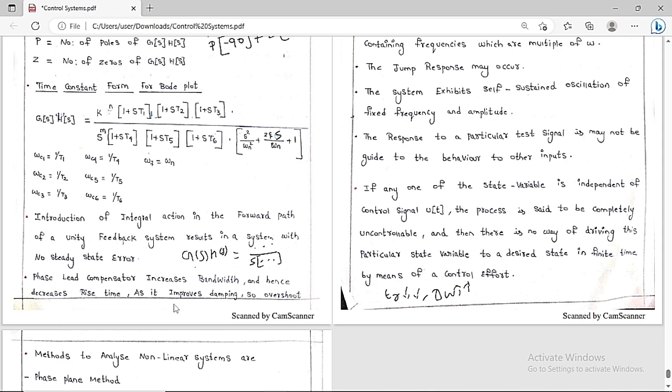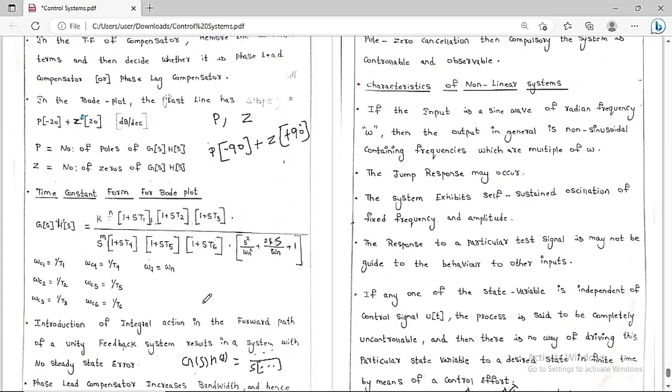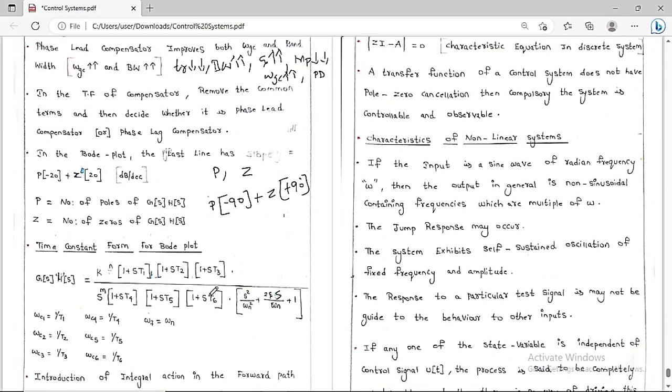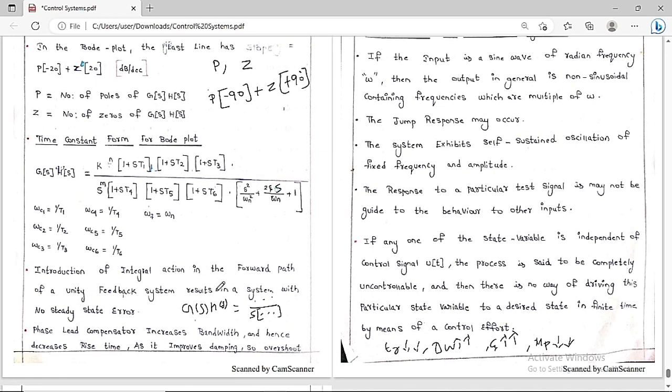Therefore, the damping ratio is always going to increase in the case of the PD controller. As the damping ratio increases, what is going to happen? The peak overshoot is going to decrease because both are always inversely proportional. So both are always inversely proportional. Therefore, this point you always have to keep in mind.